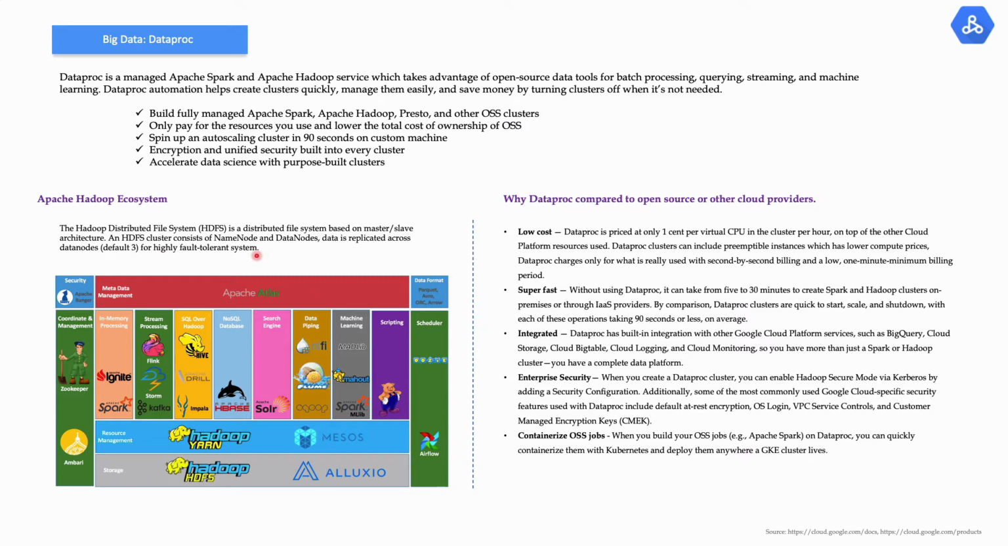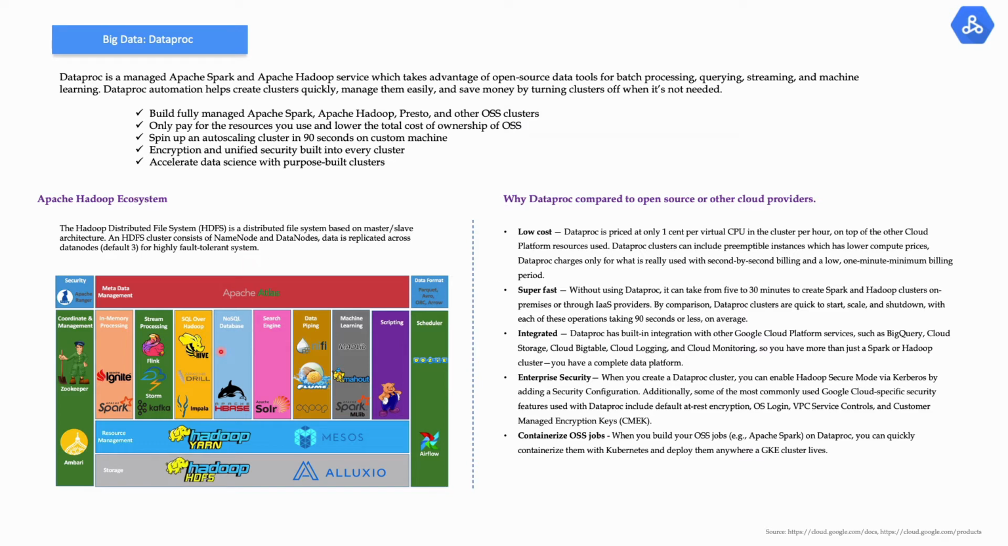So if you look at the bottom left, the Apache Hadoop ecosystem. Over a period of 5 to 10 years, the Apache Hadoop ecosystem has become a very dominant force for lots and lots of data processing. At its backbone is the Hadoop Distributed File System, which is a distributed file system based on master-slave architecture. An HDFS cluster consists of a name node and data nodes, and data is replicated across data nodes.